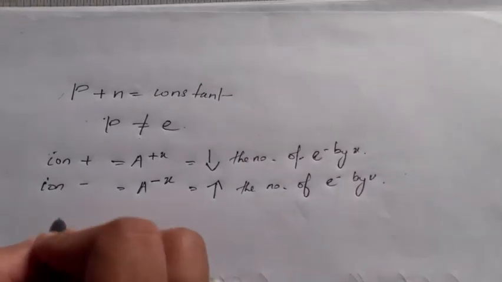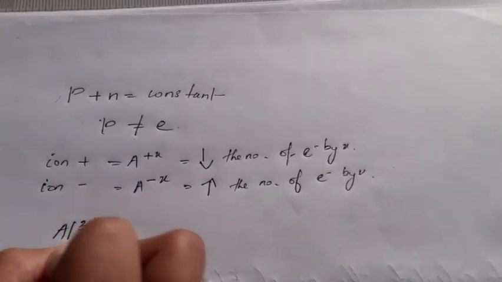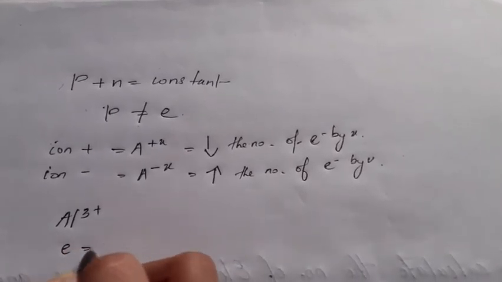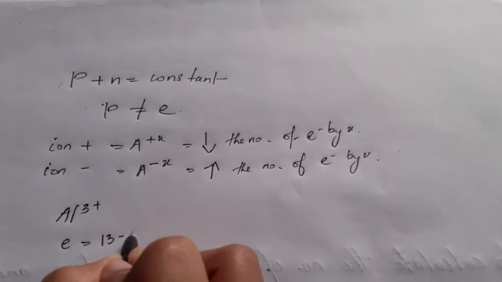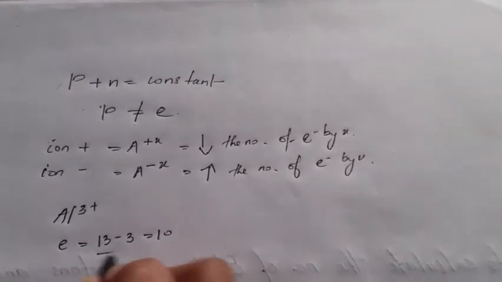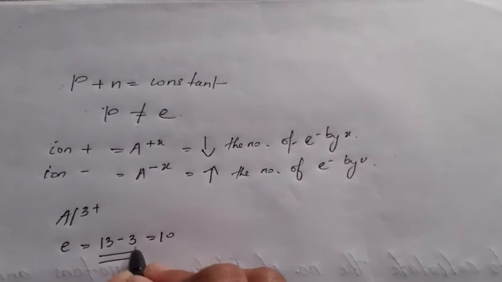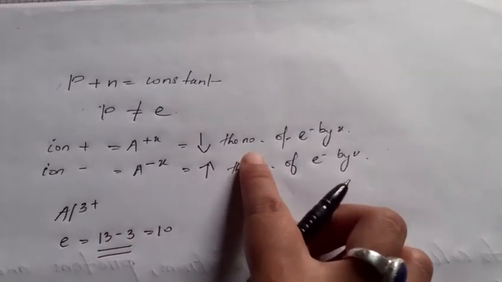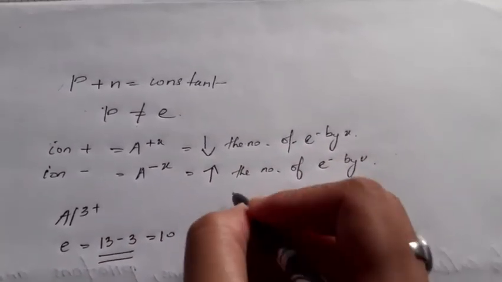Let me give you another example. Again we will take aluminum. Aluminum 3 plus is a positively charged ion, so we'll write the electron number as 13 minus 3 equal to 10. You may ask why I have written 13 minus 3. I had already said that in case of a positively charged ion, we'll simply decrease the number of electrons by X, right? So I have given you some points on how to calculate the numbers of electrons, protons and neutrons in case of ions.